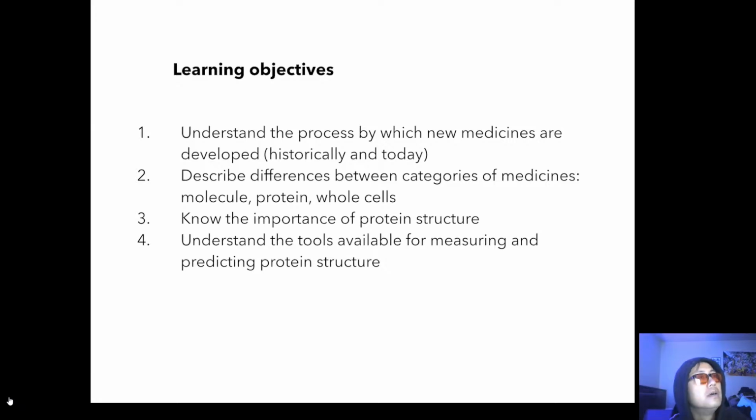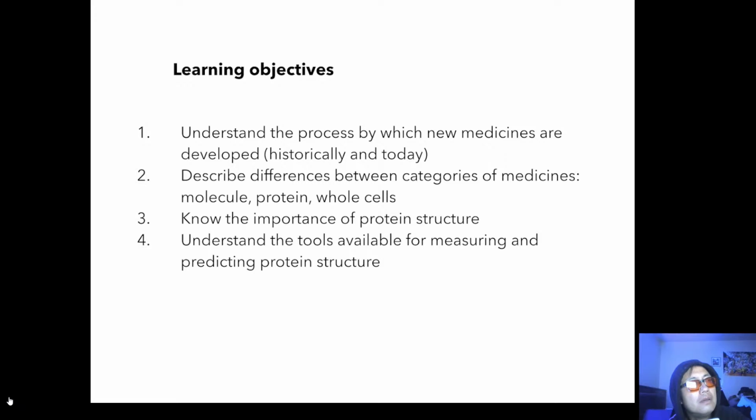We want you to understand the difference between these medicines and the ways that bioengineers can help create new medicines of all 3 types. We also want you to understand the importance of protein structure in how well a protein-based medicine functions, and then to understand the tools available for measuring and predicting protein structure.